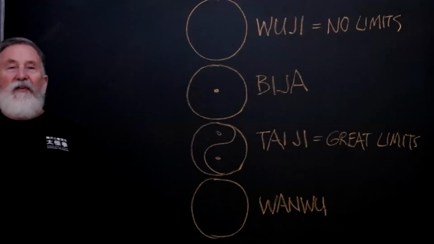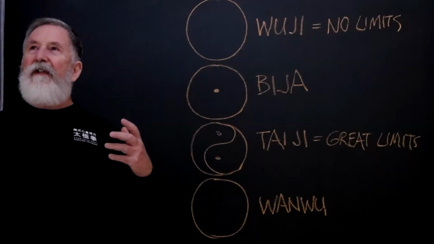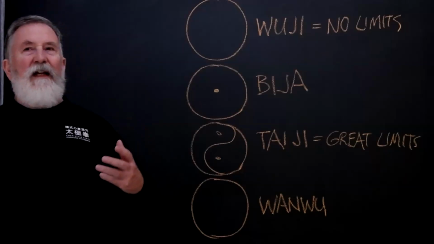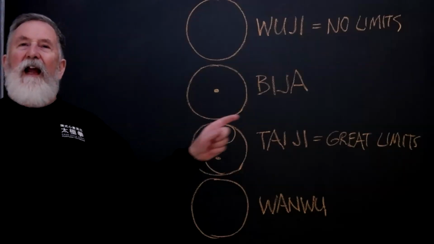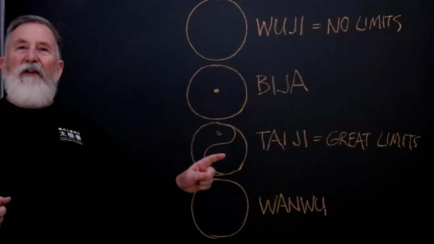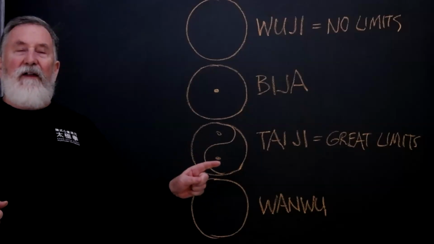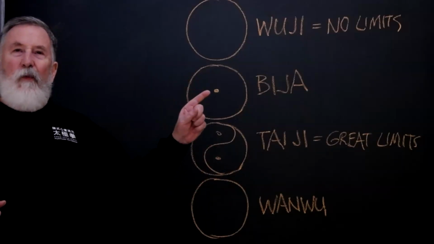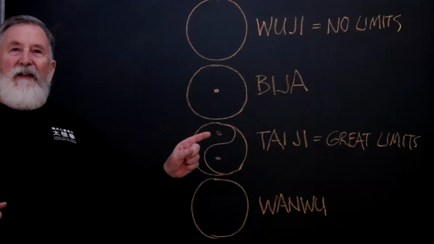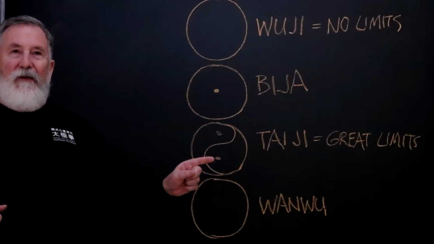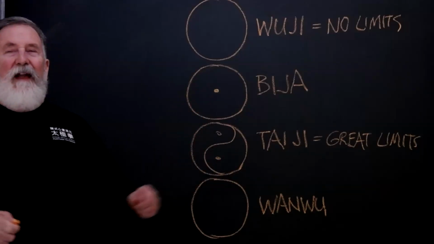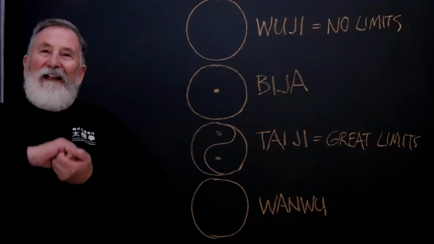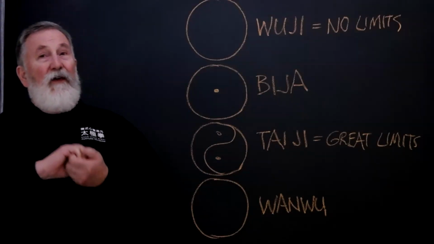Right? It's just a little dot. It's the first beginning of something. It has not even differentiated into yin and yang yet. It's still just one thing. It hasn't developed into two things. Even though yin and yang, in a certain sense, are one thing, they're also two things.